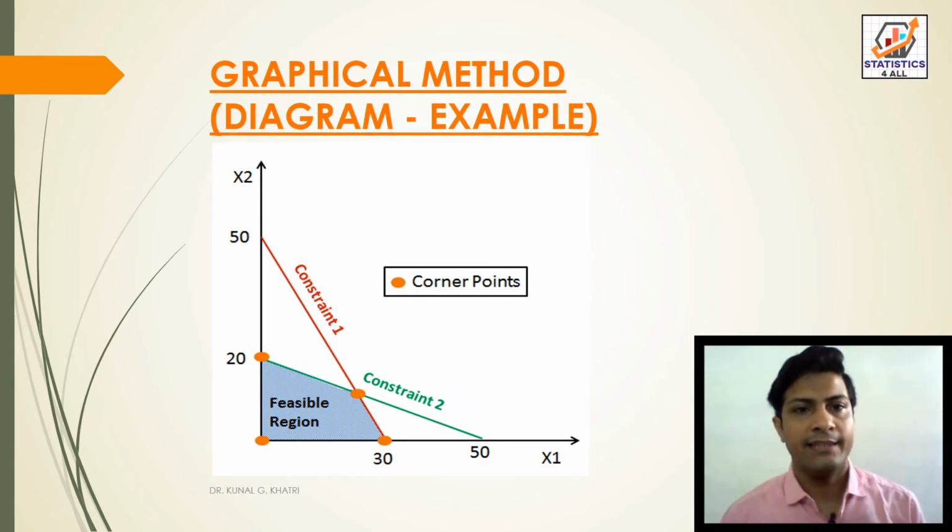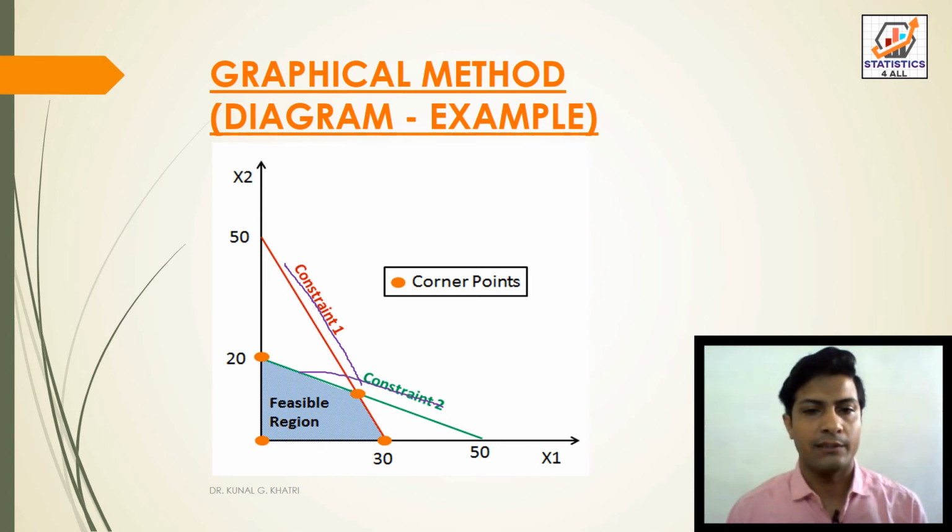Here we can see an example diagram of the graphical method. The red line is constraint 1, that is an equation, and the green line is constraint 2, that is another equation. These are 4 corner points, and here we can see that this inner region is our intersection region, that is our feasible region.